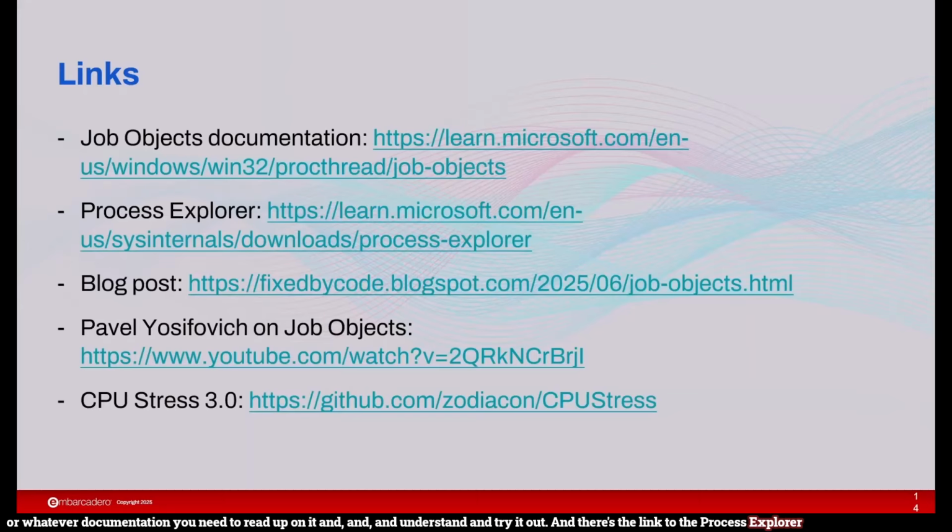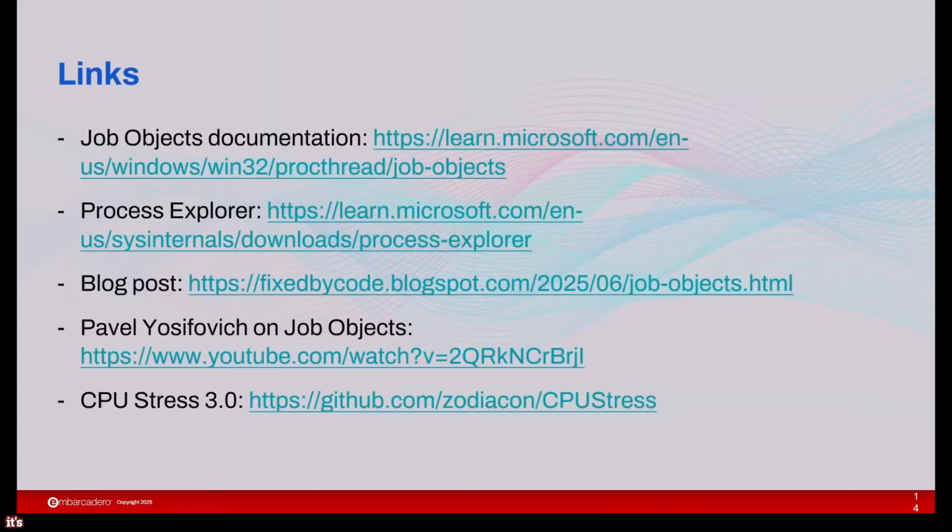There's a link to the Process Explorer from earlier. There's a blog post. I did a process session earlier this year, which also covered a bit of job objects. And then there's the video I mentioned from Pavel on job objects, and it's quite nice. When you see it, you can see I shamelessly ported his example code from C to Delphi, because I think it was a very good example. And there's a link to his CPU stress program.